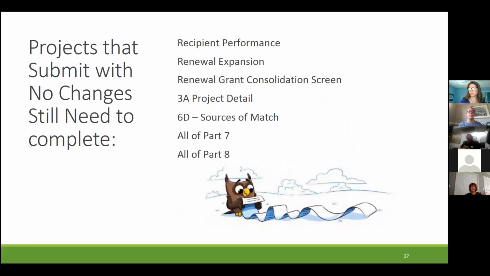Okay, so these areas are things that you don't have to submit no changes, and you have to still complete: the recipient performance, renewal expansion, renewal grant consolidation if you're consolidating your grants, 3A project details, source match, all parts of 7, and then obviously all parts of 8, which is you're certifying the application.